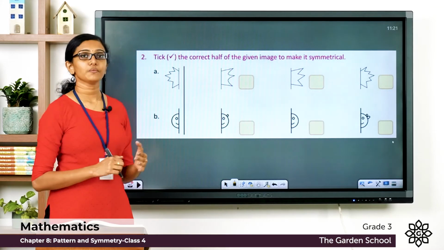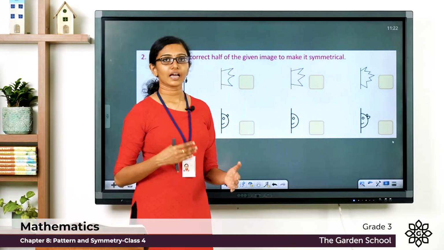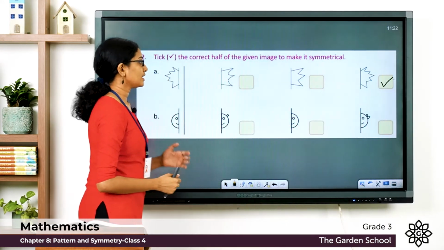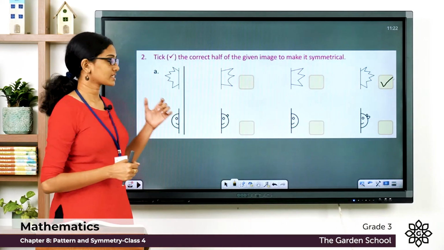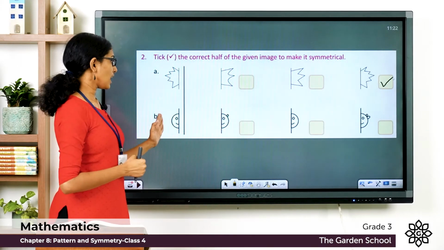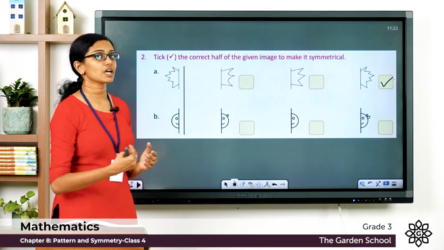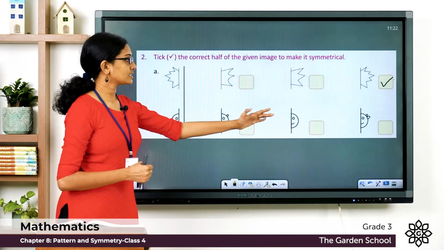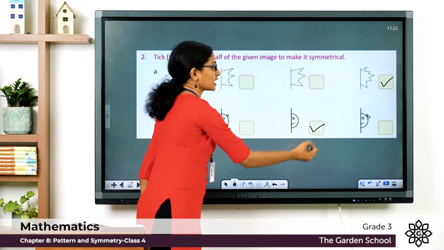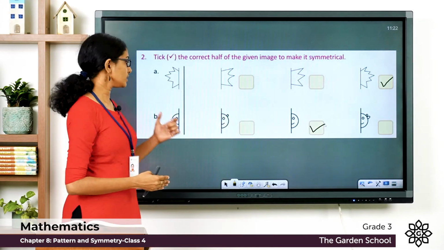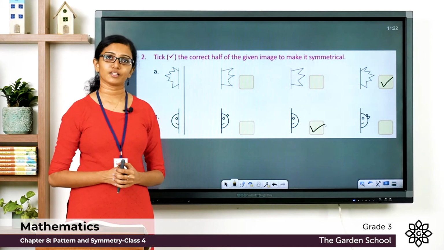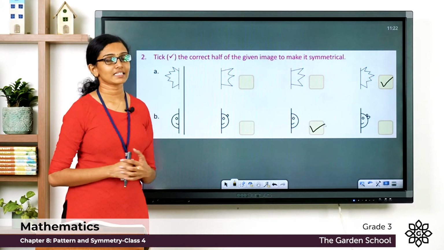Now let's see which is the correct choice from among the options. For question A, the correct other half would be the third option. Now for the second question, question B, we can see half of a smiley face. The left half is given, which would be the correct right half? It would be the second choice. So here you have the correct other half of the given figure, so that the full image will be a symmetrical image. I hope you got both the answers correct.